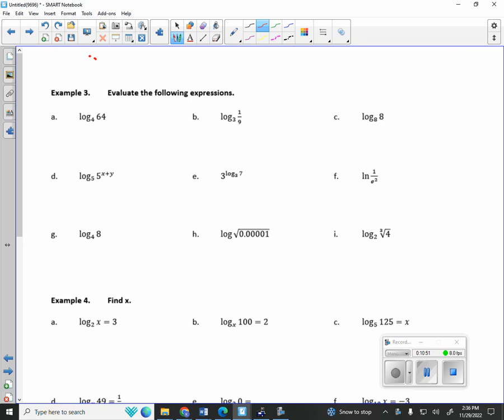Okay, it says evaluate the following expressions. I would like to know what the log base 4 of 64 is. So when you're trying to think about something, you might try to write it as, that means 4 to what power is 64, right? Isn't that what that means? So therefore, log base 4 of 64 is 3.